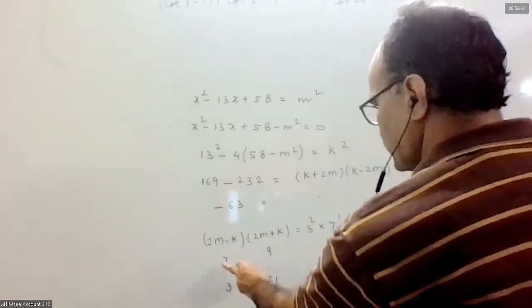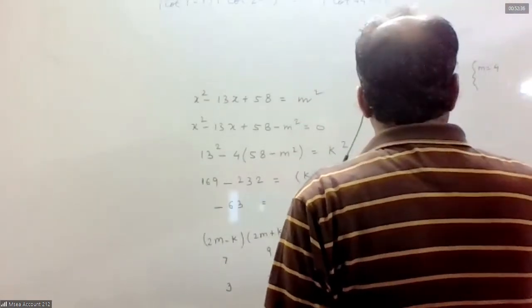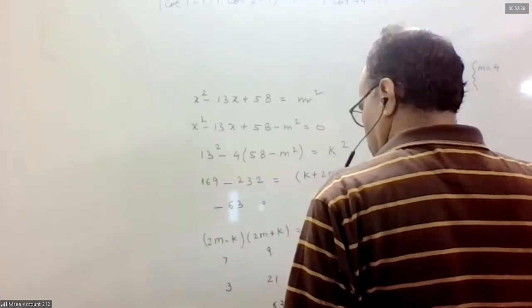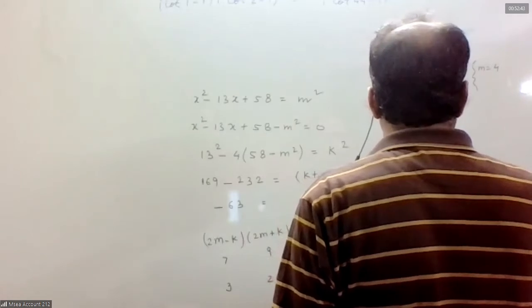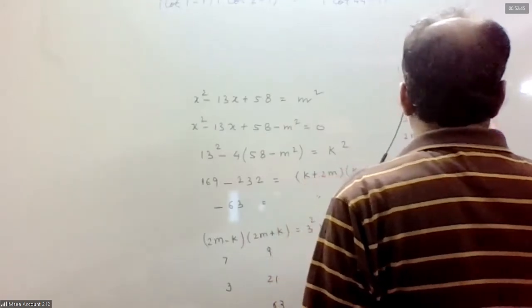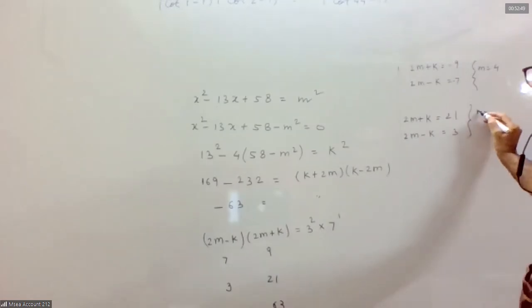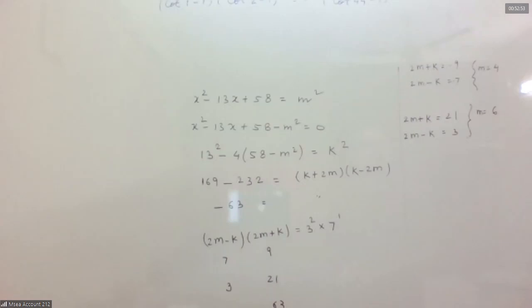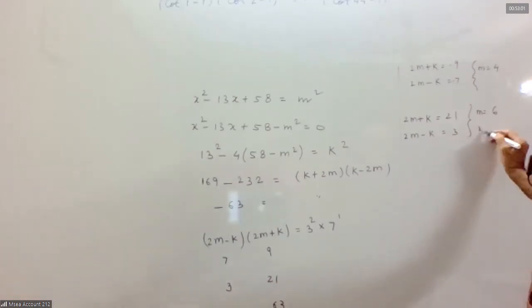ठीक है, दूसरा देखते हैं. This is over. 2m plus k equals 21 and 2m minus k is 3. Adding, m is 6. If m is 6, 12 minus 3 equal to 9. Okay, 9. Integer.